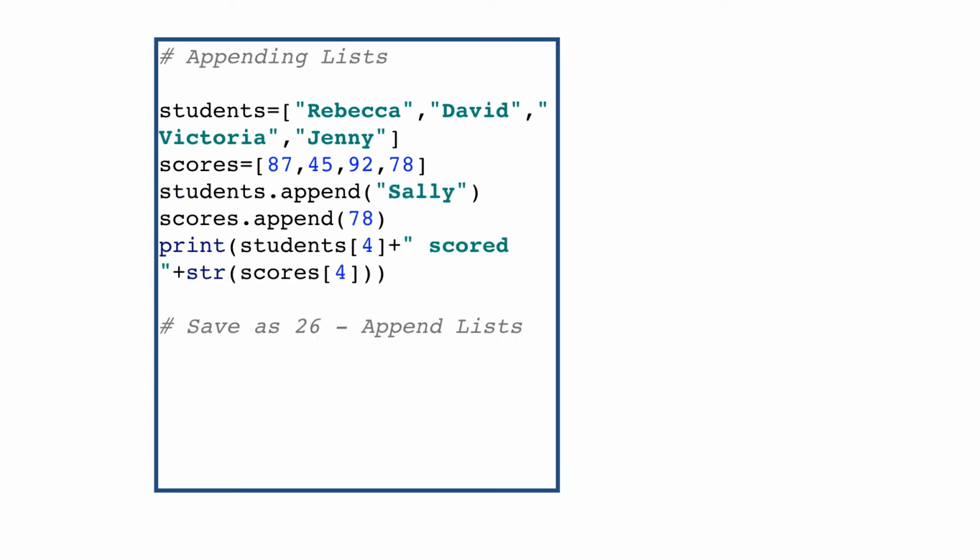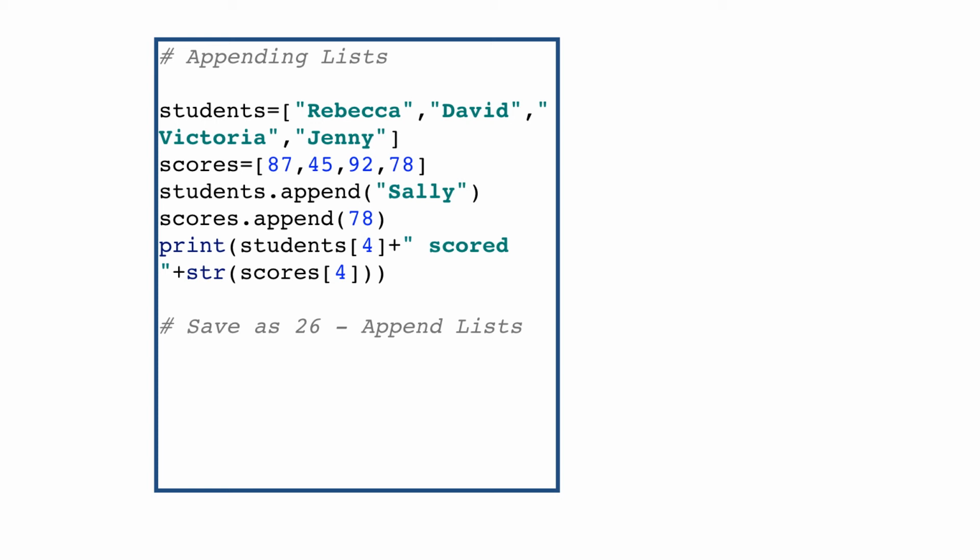So we could add someone to this list. I want to add Sally to this list, and Sally scored 78. How do I do this? Well, I use the append tool here. Append allows you to add data onto the end of a list, so more data can be added. So Sally's on there now, and she scored 78.